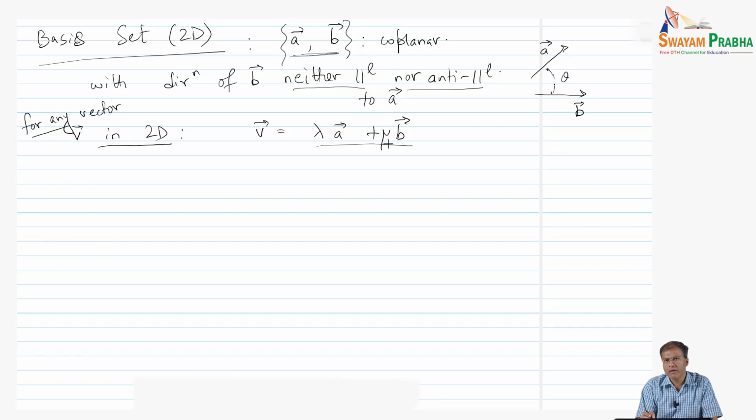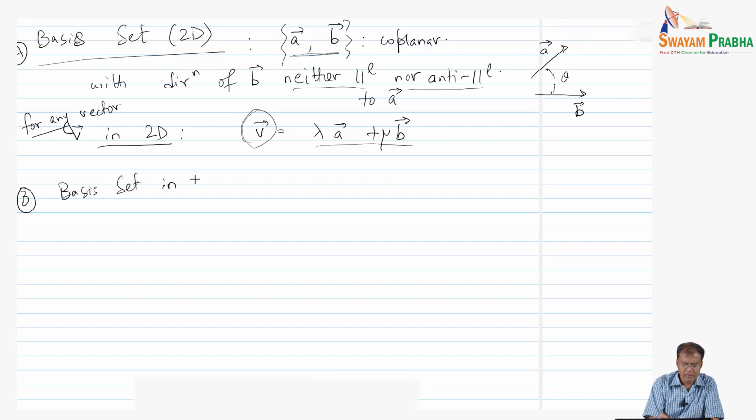So what do I mean by basis set? The set through which we can represent any vector in 2D with a suitable linear combination, right? So then, similarly, let me call this my concept A. Similarly, we can talk about a basis set in 3D, right? So what do we have?